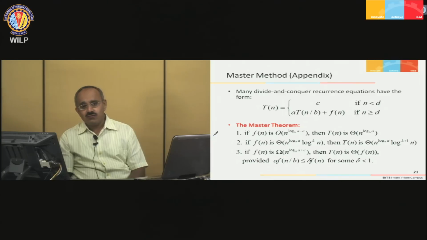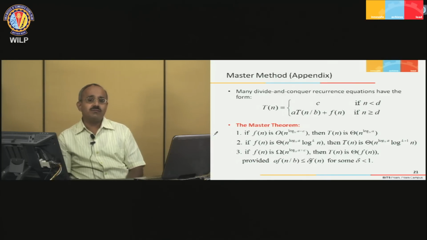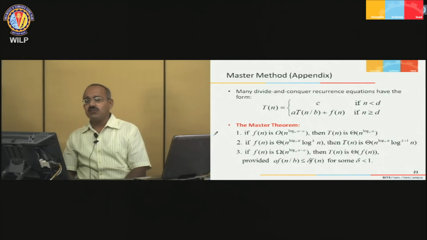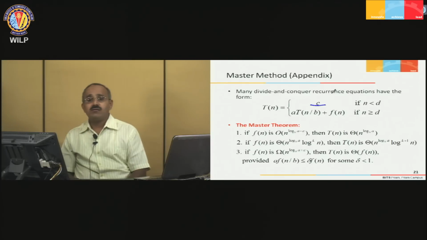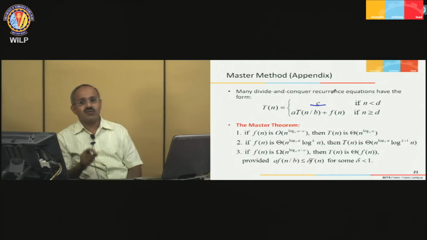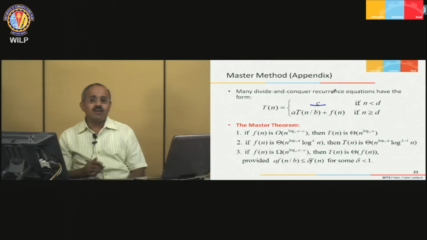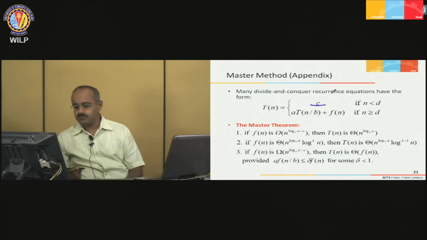In general, wherever we use the divide and conquer strategy, the analysis of the algorithm will be done using a recurrence relation. Many times the recurrence relation is going to have this form. This is the constant time needed to solve a problem of a fixed size. In terms of sorting, we saw that a one element sequence is already sorted, so the time required is constant. In practice, it may not be n equal to 1, it can be some n equal to d, and then we know the time taken is some constant.